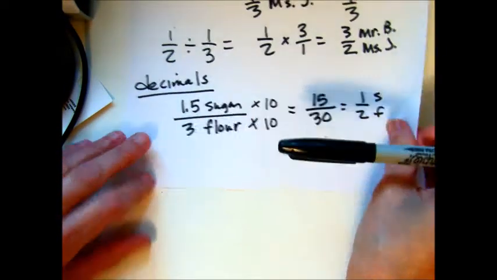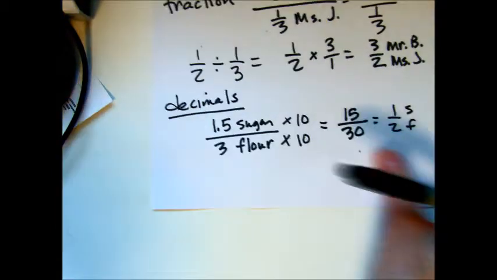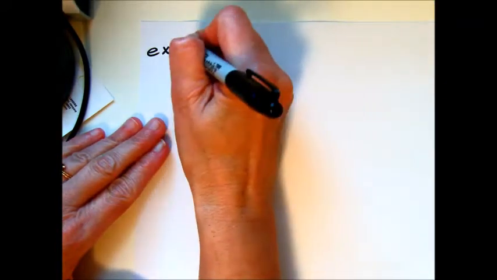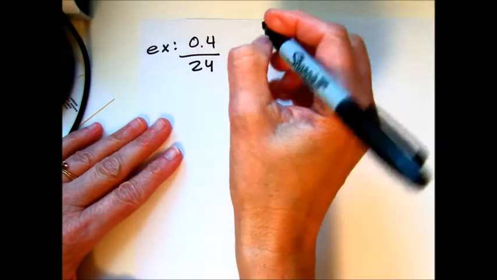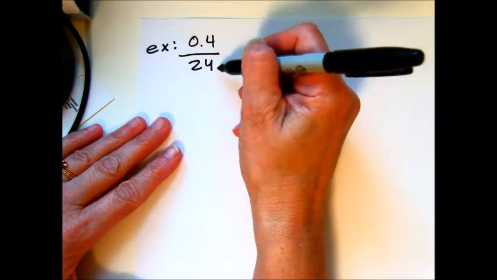Okay, let's do a couple more of these. Grab another piece of paper. Now I'm just going to play with the numbers here and not worry so much about what they represent, but I just want to give you some more examples. So say we've got 0.4, and we're comparing that to 24 of something. Again, notice this top term has a decimal place, this one doesn't.